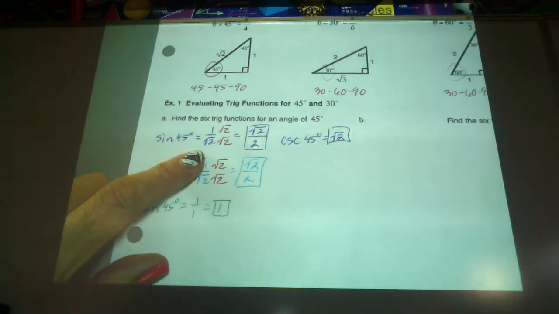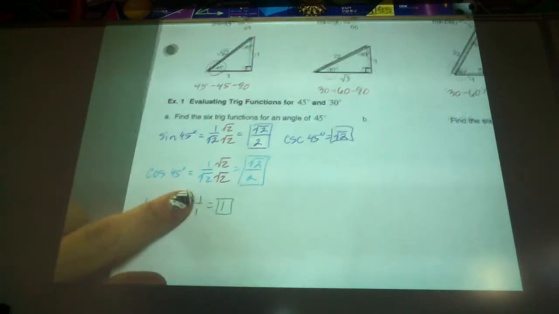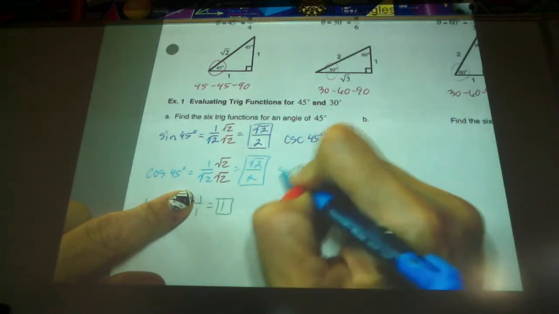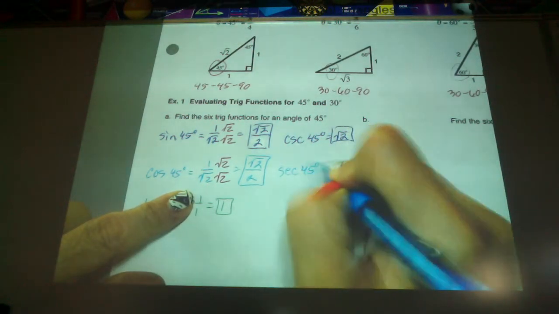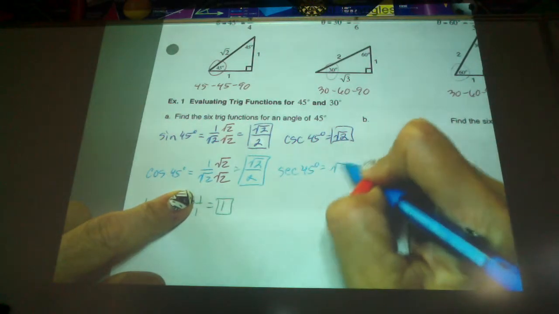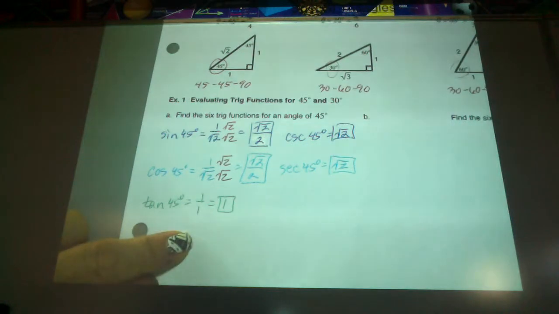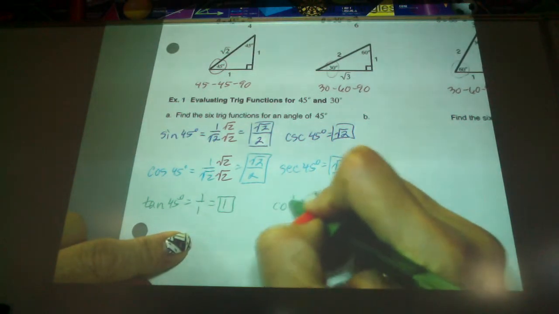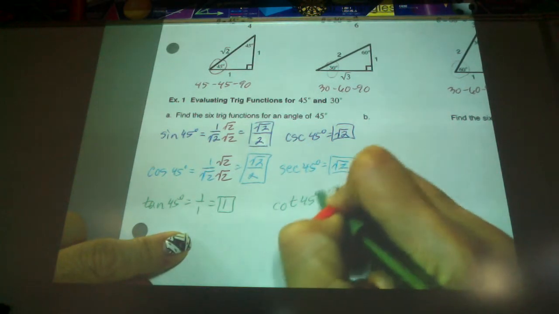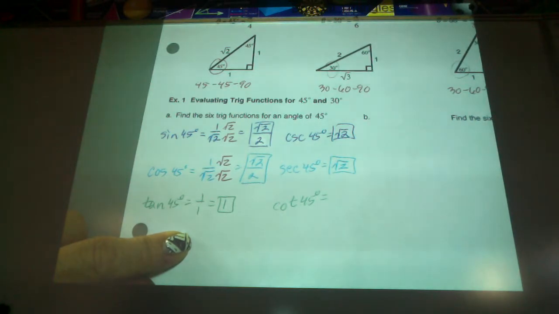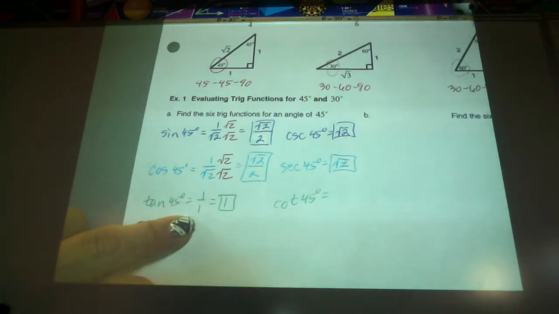No work to be done for that. Same thing with secant of 45 degrees. We're going to take the reciprocal of that, and we get the square root of 2. And then what for cotangent is the reciprocal of 1? What's the reciprocal? It's still 1, isn't it?